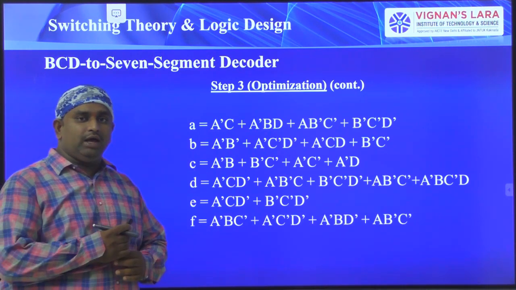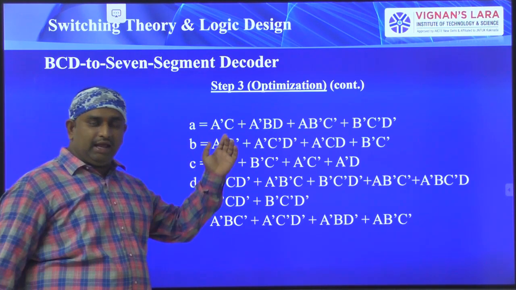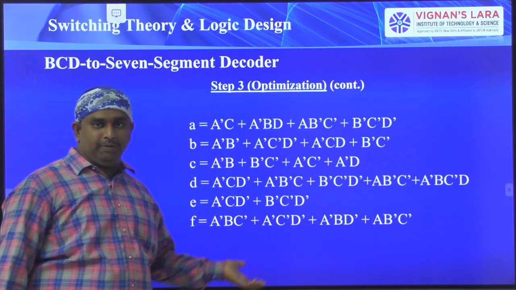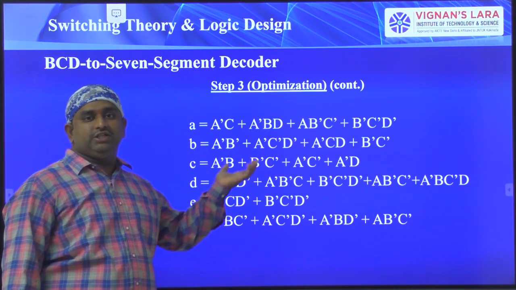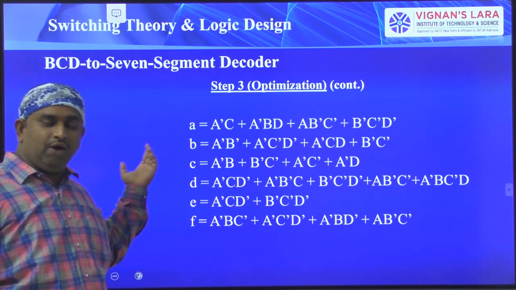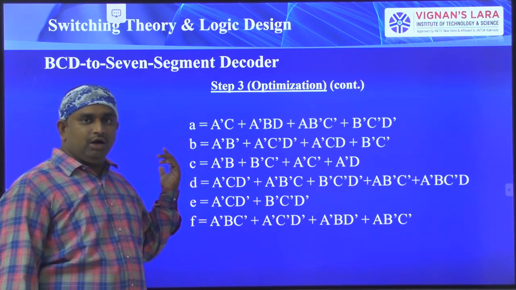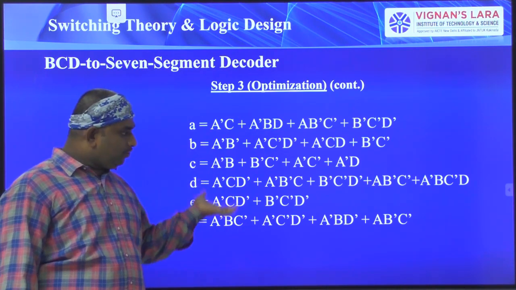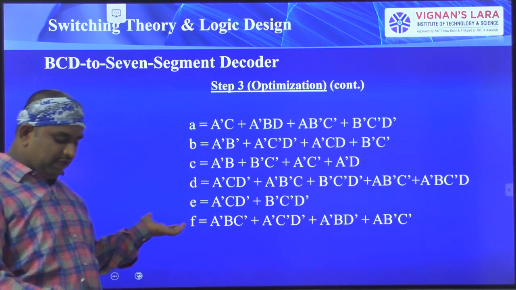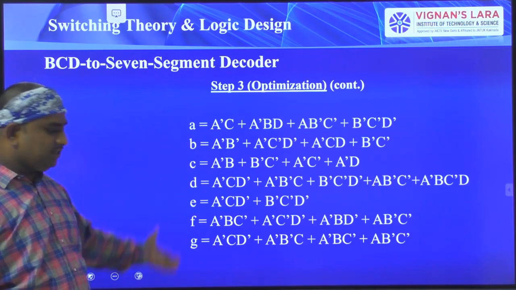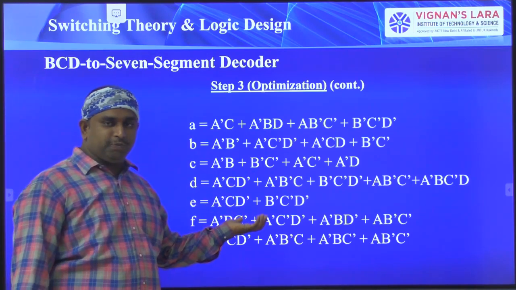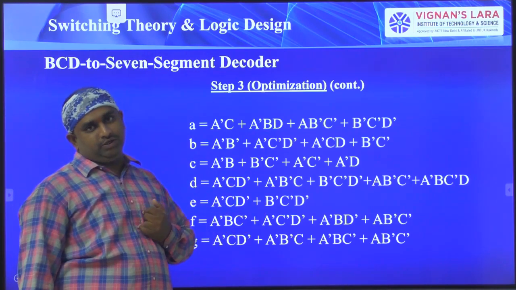Here you have to do the operations, the grouping process or simplifying process. We have learned these K-maps and the simplification process in the previous classes. Now you have to do this process for A, B, C, D, E, F, G. These are the 7 outputs, the minimized or simplified expressions.